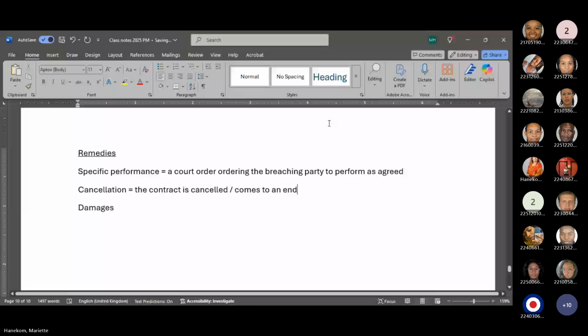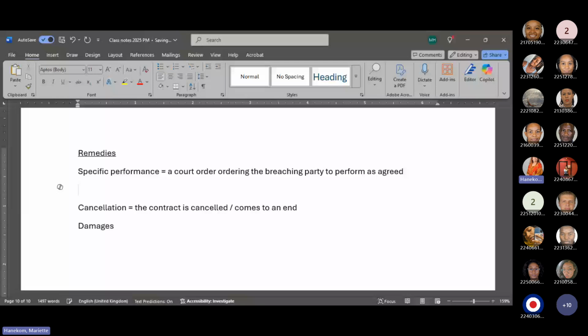Now, let's see how sharp you are. Contractual remedies. You can get specific performance or cancellation. But you can never get both. You can never get specific performance and cancellation at the same time. You can get cancellation or specific performance, but you can never ever get both at the same time.